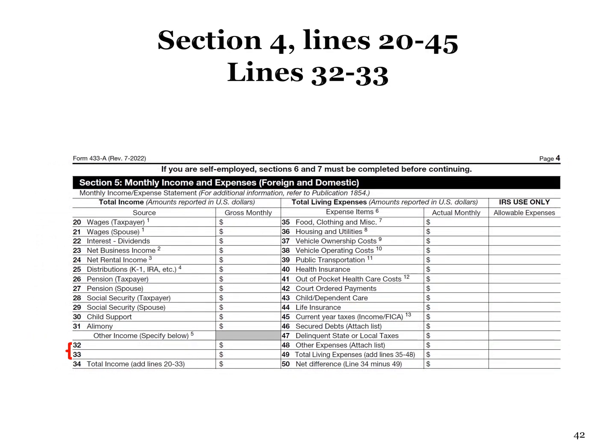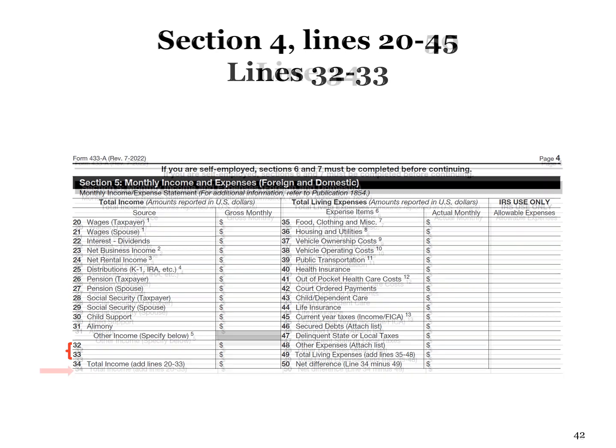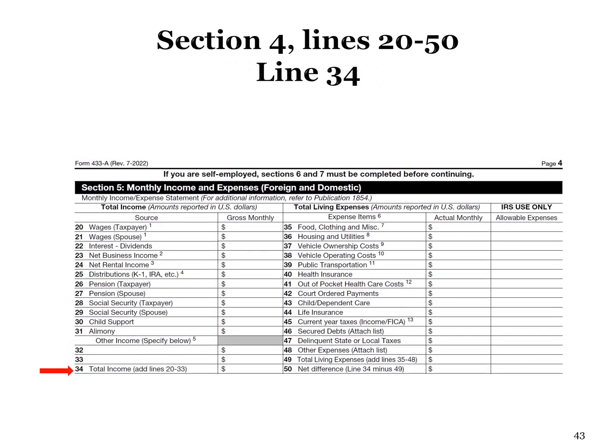Place all other sources of income here and be prepared with statements to show the amounts. Only report what you actually receive. Here, place the net total from all your income sources.